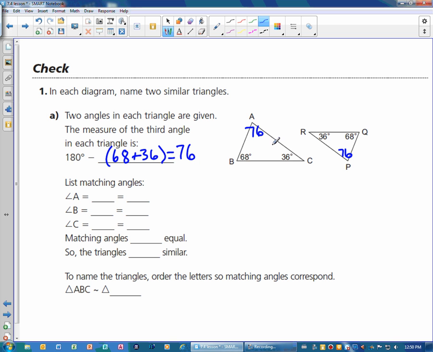So we can easily match up the angles, okay? So angle A is 76, which matches up with angle P. Angle B is 68, which matches up with Q. And let's see, 36, which matches up with R. Matching angles are equal, so the triangles are similar. Okay, so ABC, A matched with P, B matched with Q, and C matched with R. So ABC is similar to PQR. So nice and easy if we have the angle measures.